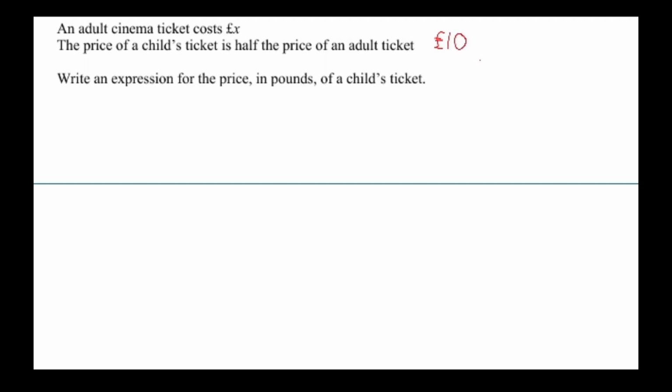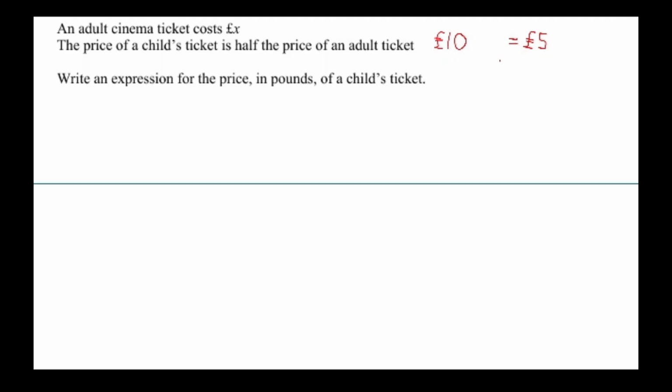Just think to yourself, if the child's ticket is half the price of an adult's ticket, hopefully you manage to get there. Half of 10 is the calculation you're doing. Half of 10, which is 5. So how do we get to that £5? That's the crux of these questions, the method, the calculation.